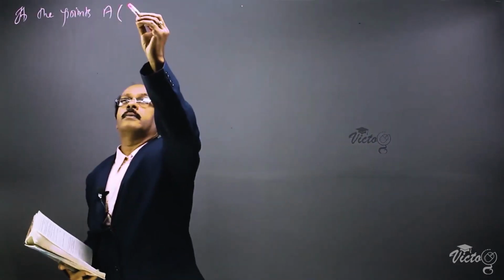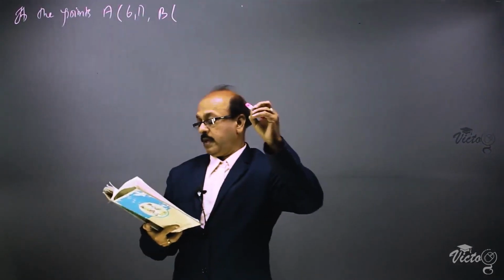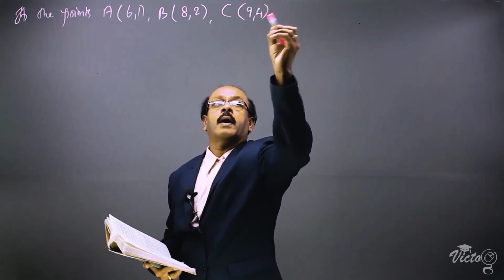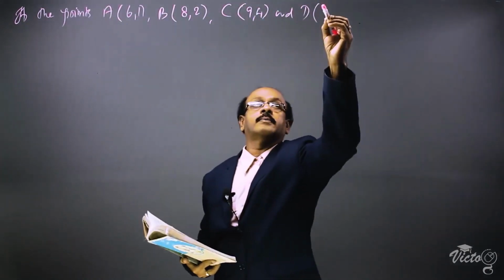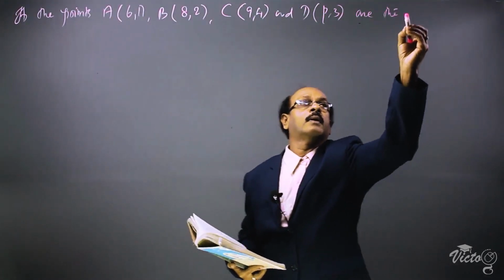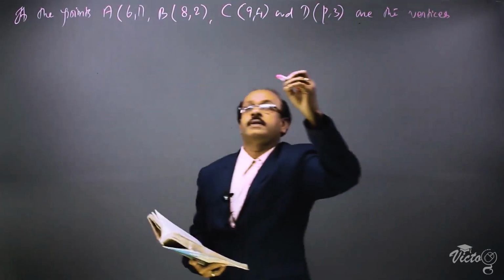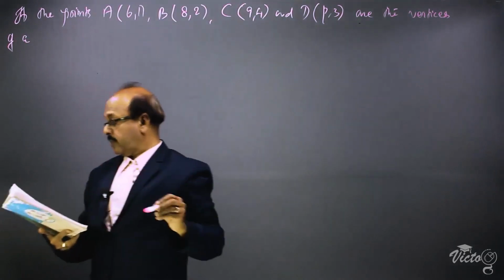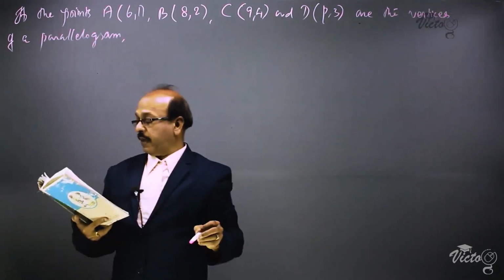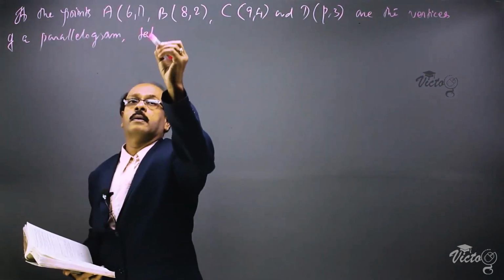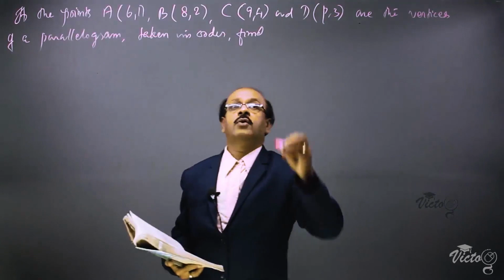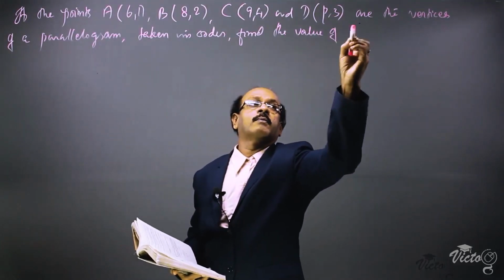The next question is, if the points A (6, 1), B (8, 2), C (9, 4), and D (P, 3) are the vertices of a parallelogram, taken in order, find the value of P. This is the question.